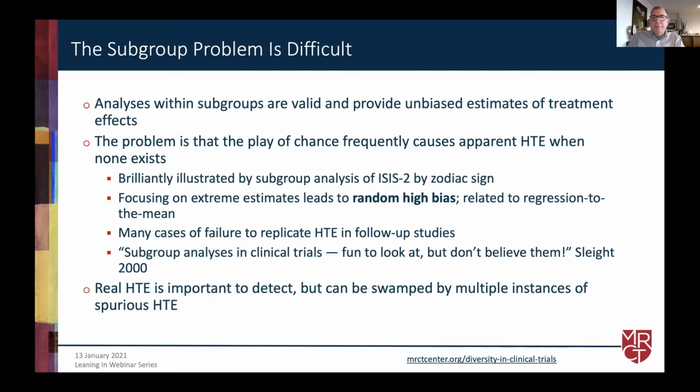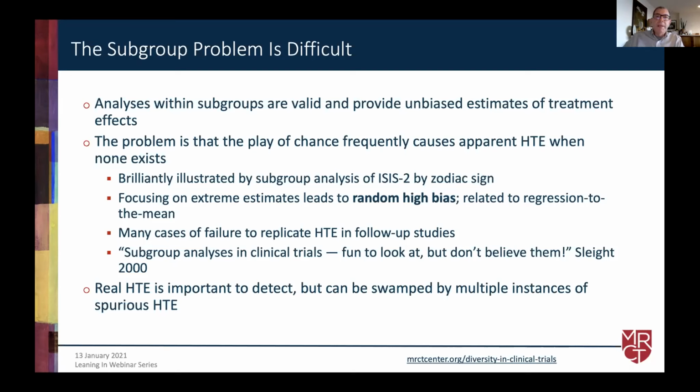Next slide. But the problem is that we often observe apparent heterogeneity when it's not real. There's been a lot of attention on this. There was a brilliant illustration of this fact by the researchers of the ISIS trial a while back, where they divided the patients by zodiac sign and showed important or apparent differences in response to the drug by zodiac sign.